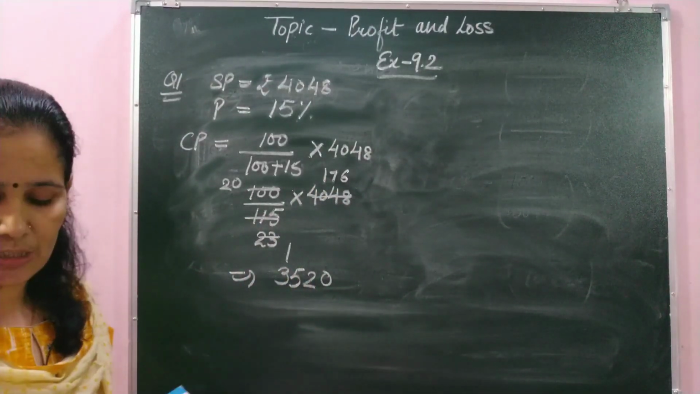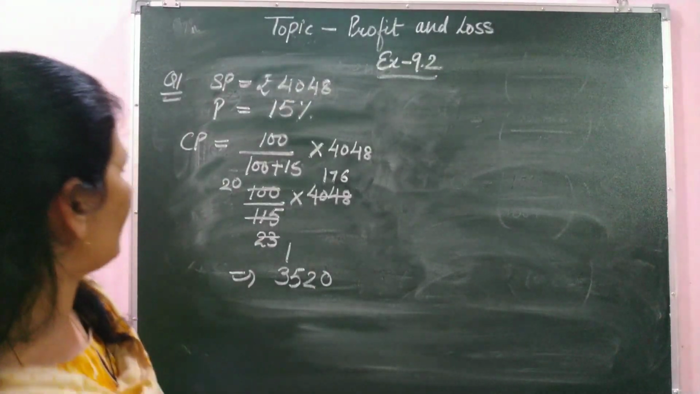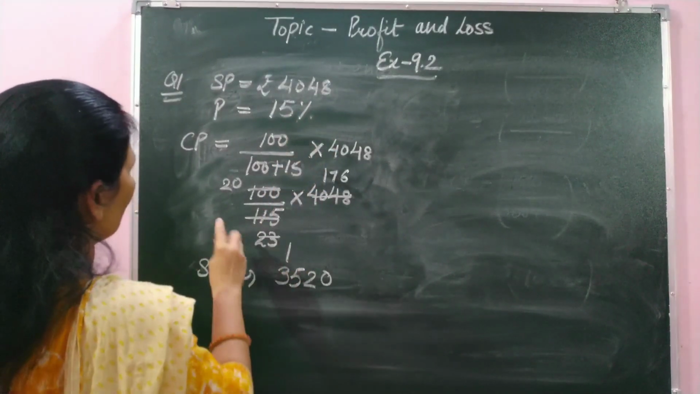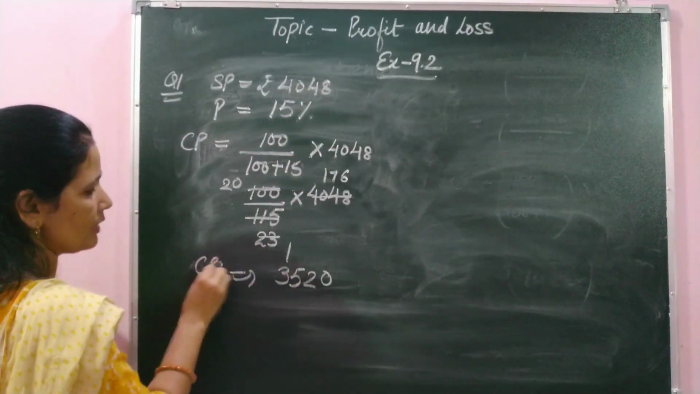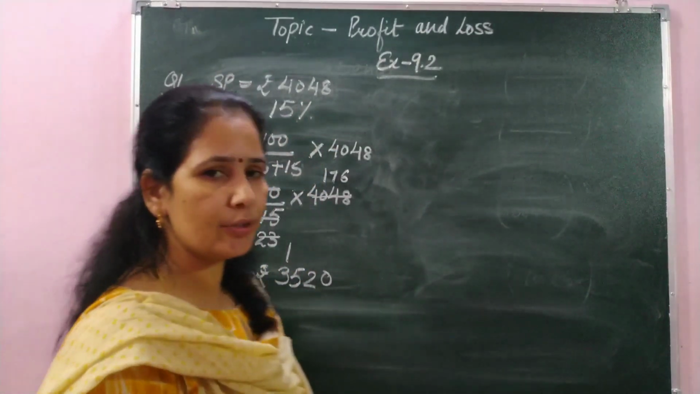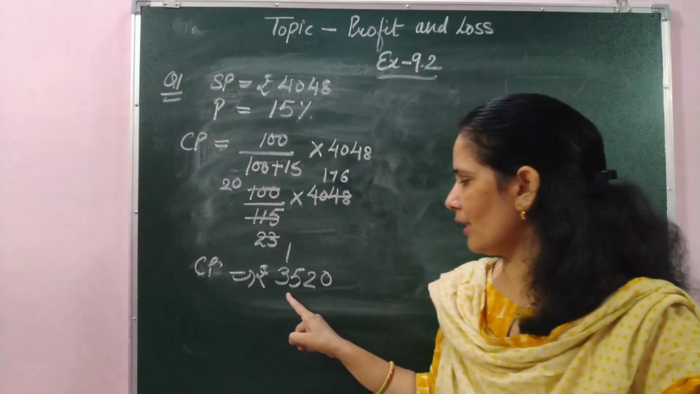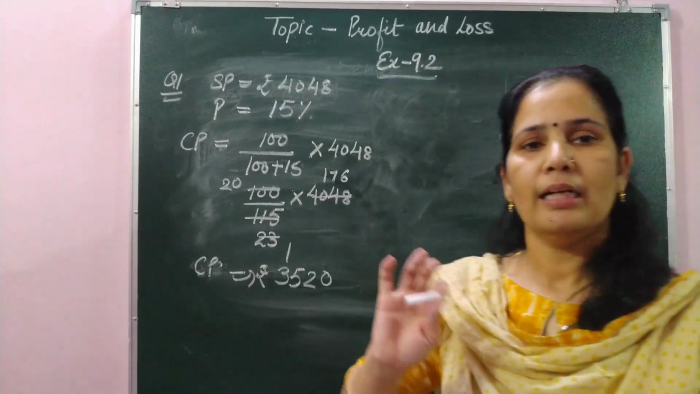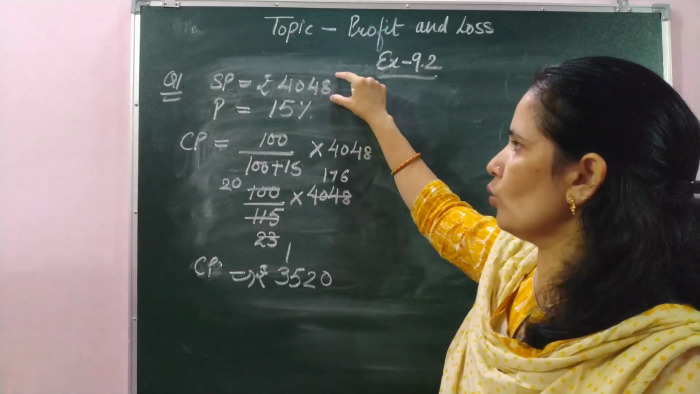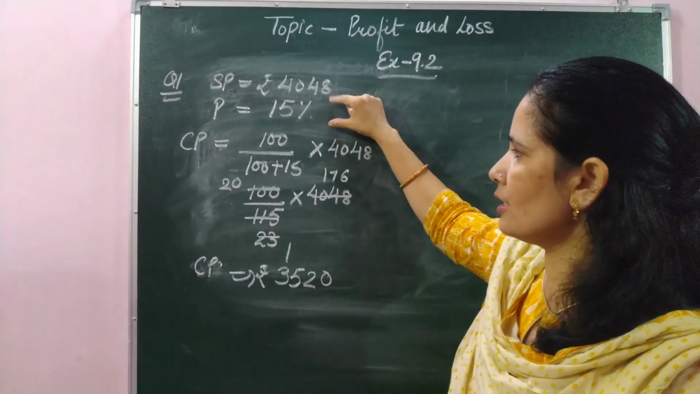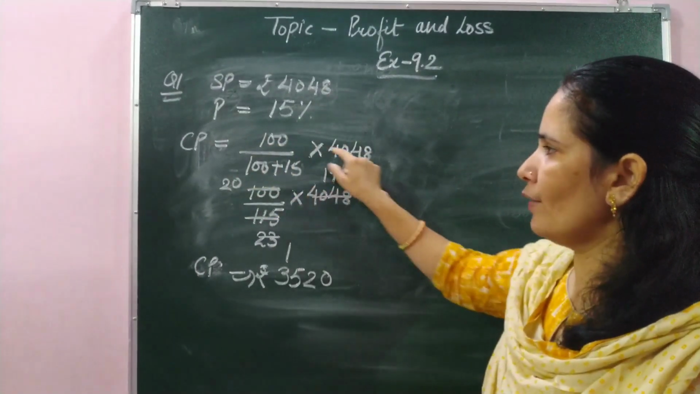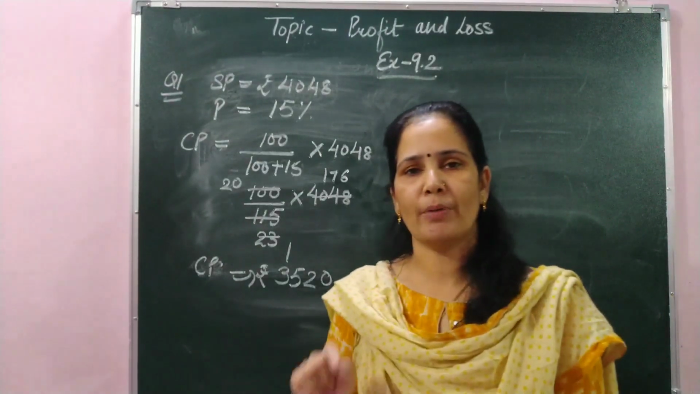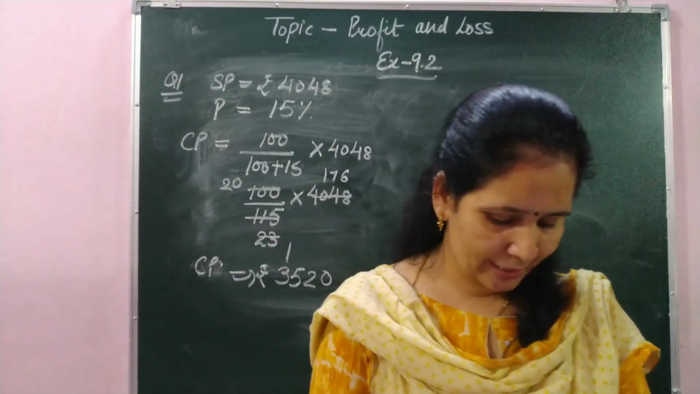So what was the CP of that article? It is rupees 3,520. That means the cost price of that article is 3,520. So students, I repeat again, in this question they have given us SP and profit percentage. I only apply the formula to find the CP, then do the calculation and find the final cost price. Okay, now let's move to the next question.